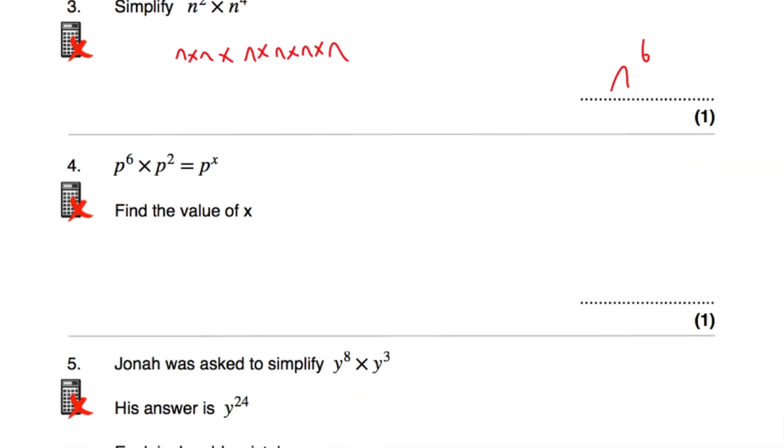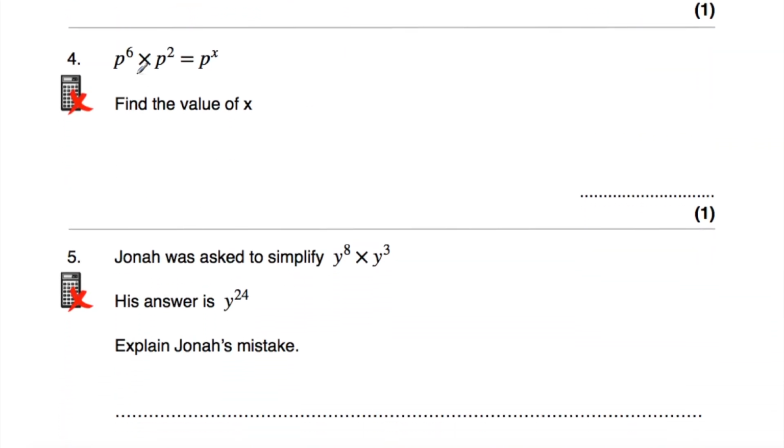Okay, question number 4. So question number 4, we've got p to the power of 6 multiplied by p squared is p to the power of x, and we've been asked to find the value of x. In other words, what number this power would be. So remember, we're multiplying things with the same base, so that means we can just add the powers. And 6 plus 2 is 8, so that means it'd be p to the power of 8. So we've got p to the power of 8, so that means that x is 8. So the answer is just 8.